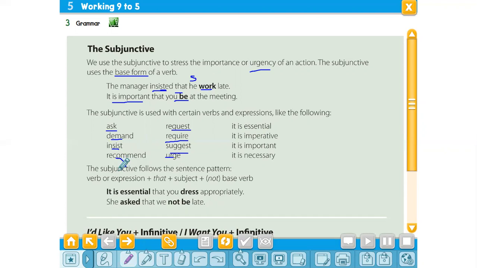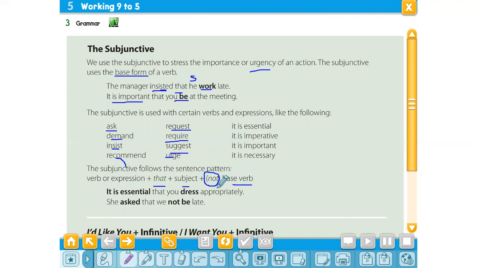The subjunctive follows the sentence pattern: verb or expression plus that plus subject and base form. If you want to make this sentence negative, you will add not before the base form.